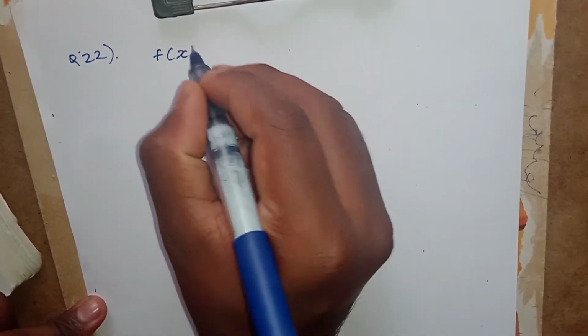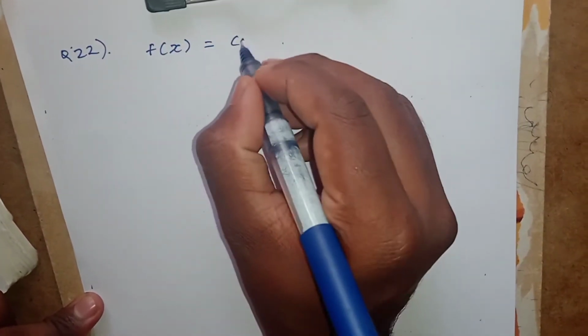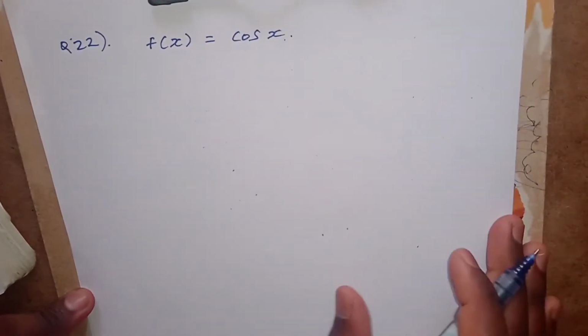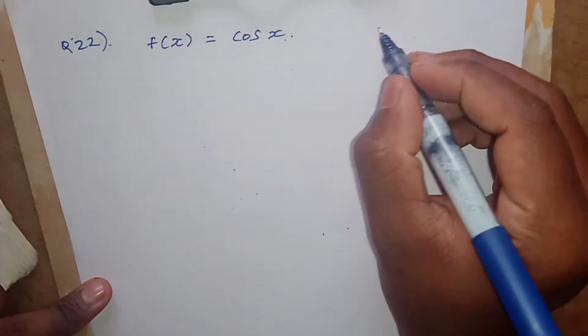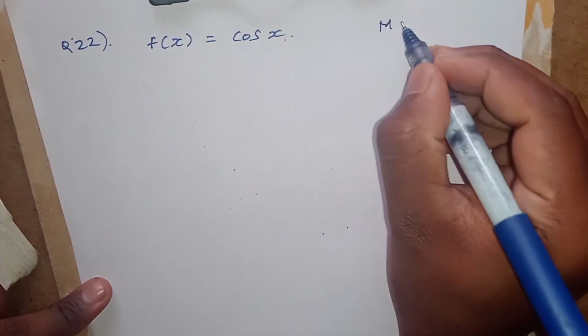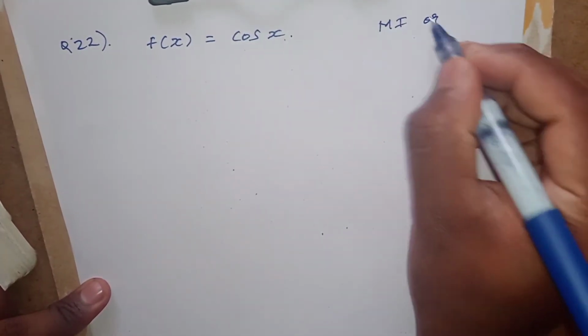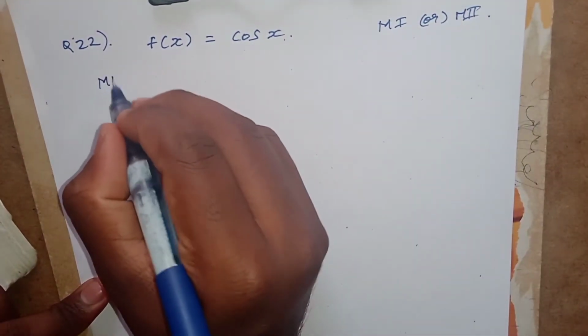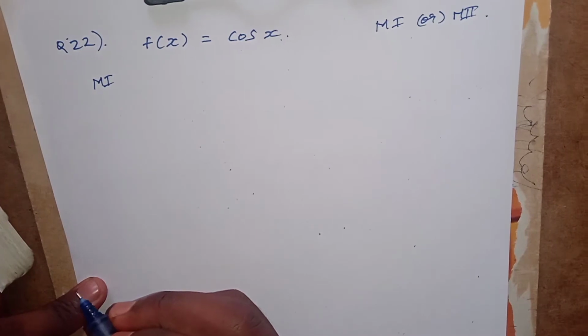My function f of x is equal to cos x. Here we can do this sum in two methods. I am doing method 1 here.